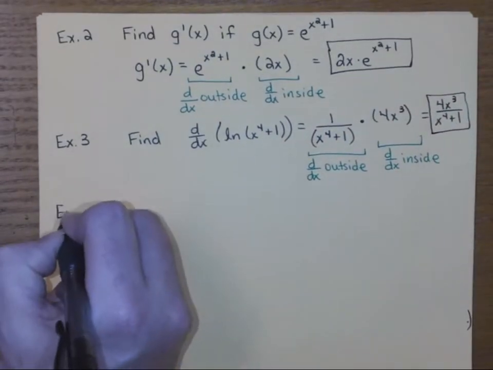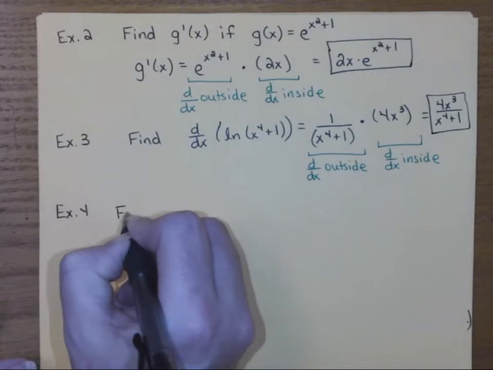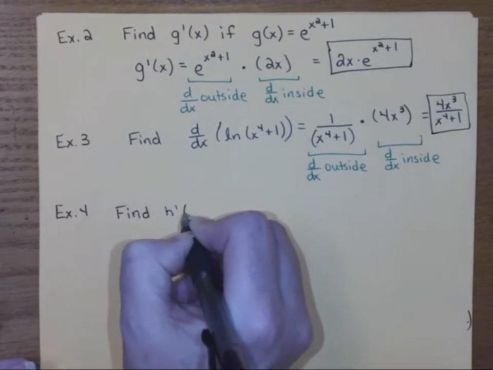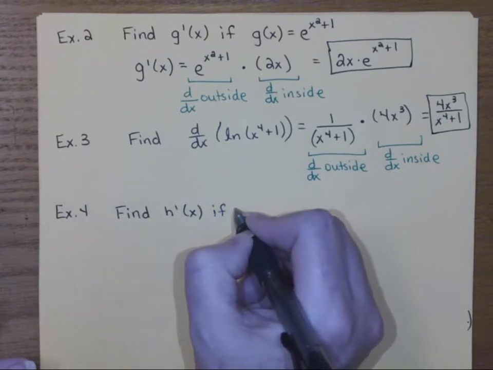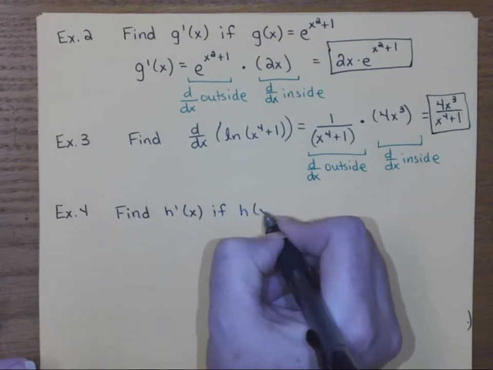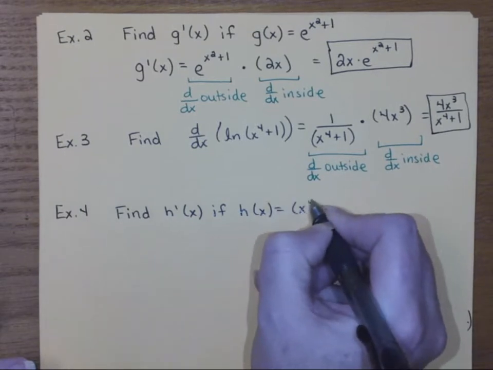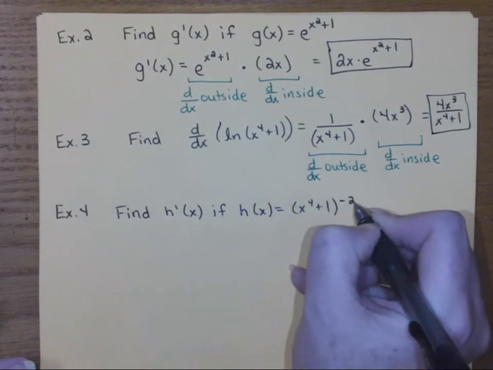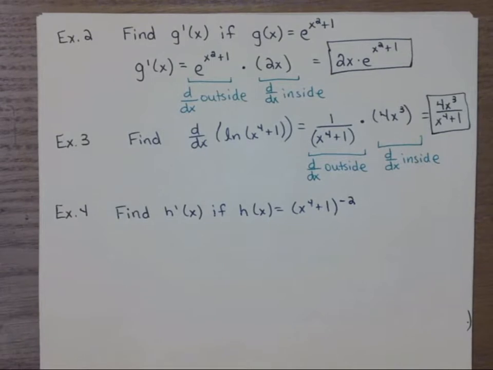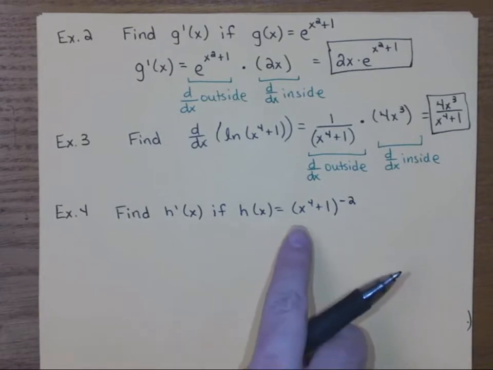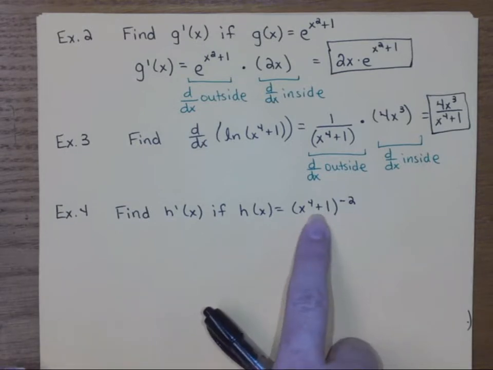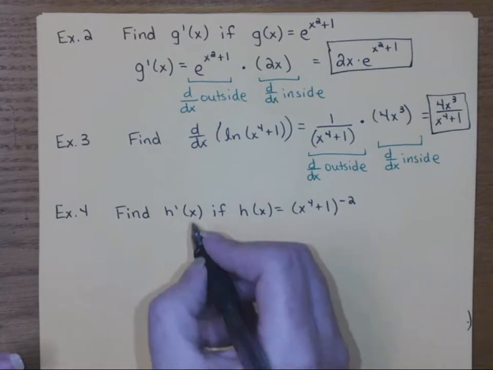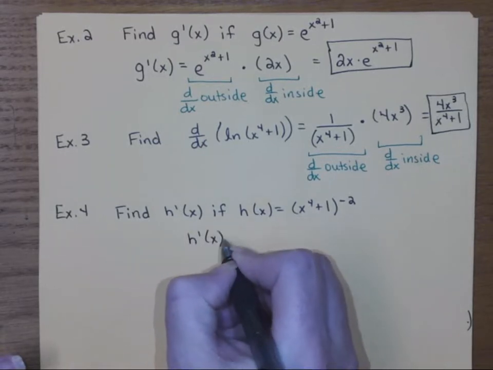All right, so we're just going to do a few examples until you kind of get the feel of what chain rule looks like. Remember, chain rule is for what I like to call more complicated looking functions. So what if h of x is x to the fourth plus 1 to the negative 2 power? So on the one hand, we have something to the negative 2 power, so that requires that we use power rule. But on the other hand, it's something more complicated than just plain old x to the negative 2 power, right? So enter chain rule.